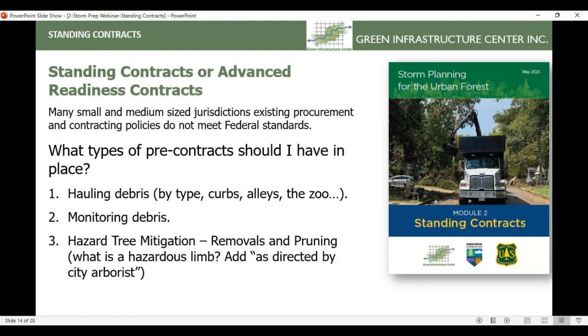Hazard tree mitigation. So this is making sure that tree removals or any pruning for a hazardous limb are taken care of, to reduce those hazards within the public right of way and on public property. And then disposal: where is that material going? There's quite a variety of ways you can dispose of the vegetative debris. You can chip it down, you can compost it, you can burn it, or you can landfill it, which is kind of the least desirable way of disposing of the material.